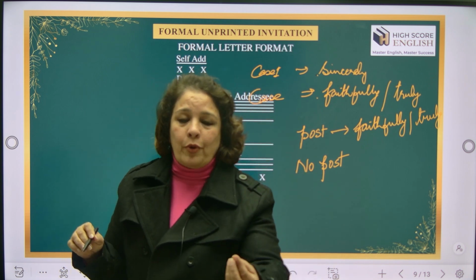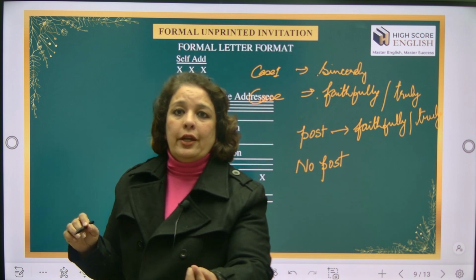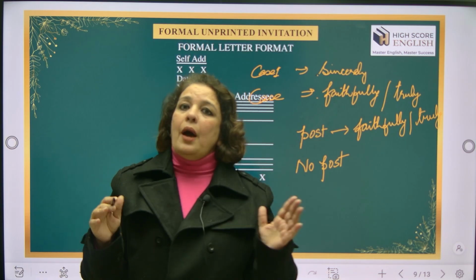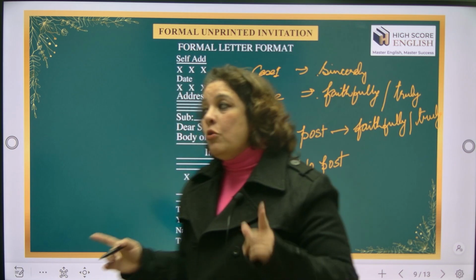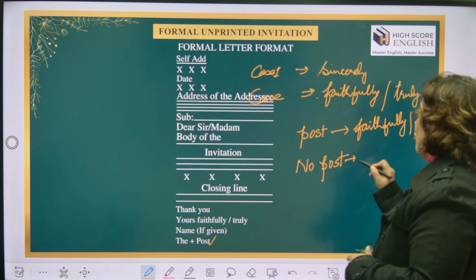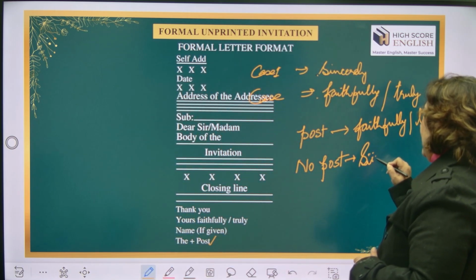If you have a problem, you are writing a letter to the editor and at the bottom you write concerned citizen. You are a concerned citizen, okay? You hold no post, you are an individual. In that case, when there is no post, then you write sincerely.